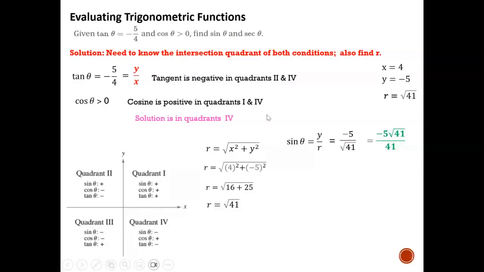Now we know, right, that the secant and the cosine are reciprocals. If the cosine is x over r, then my secant will be r over x. My r is the square root of 41, and my x is 4. These are my answers, guys, right there.